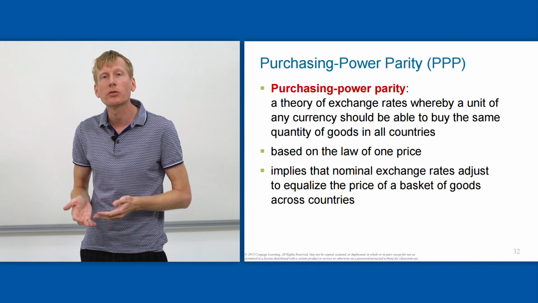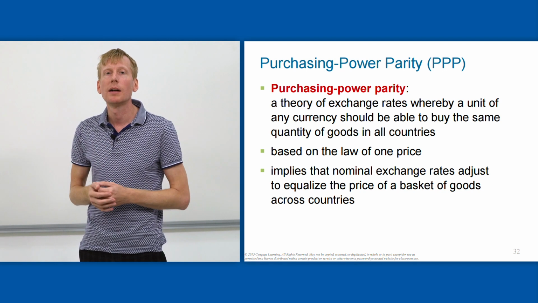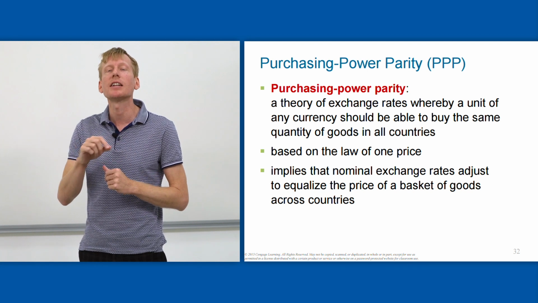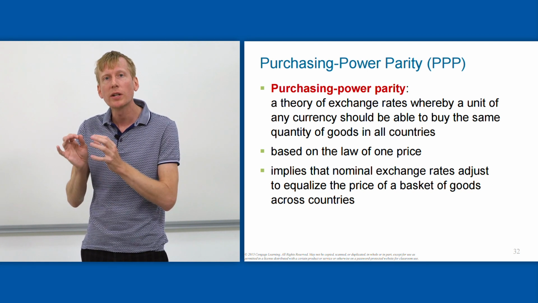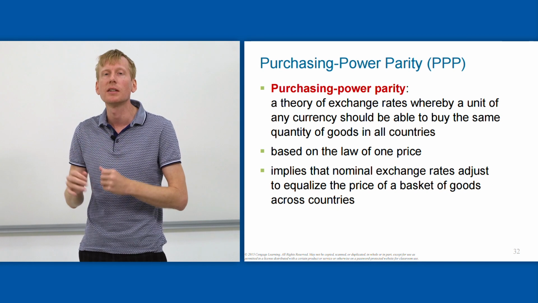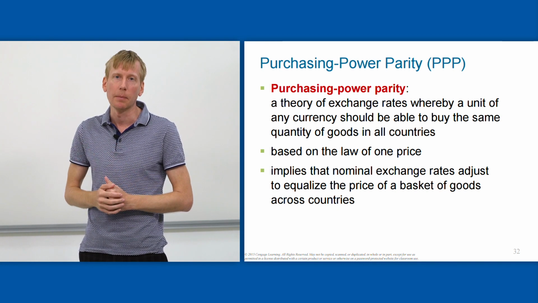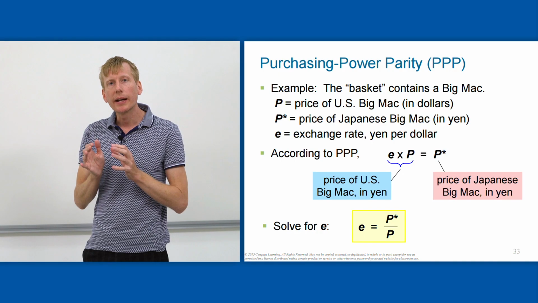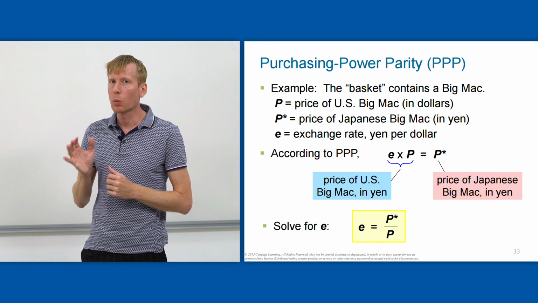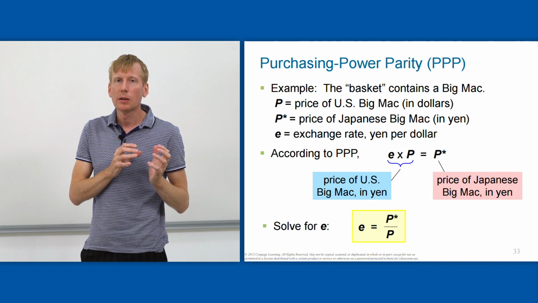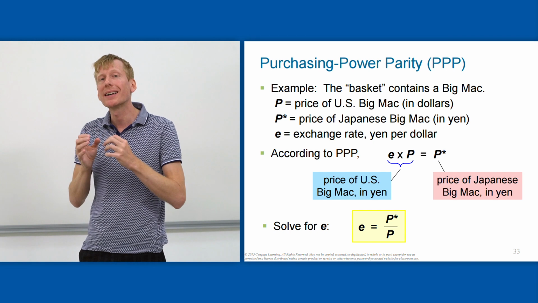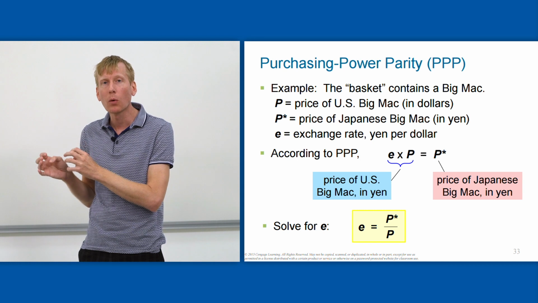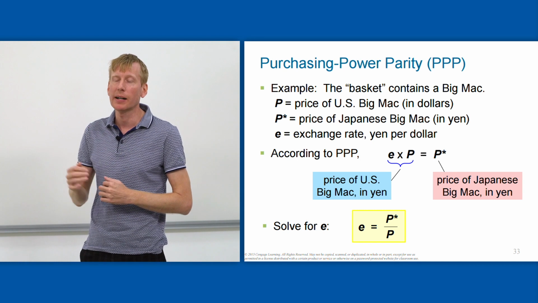The nominal exchange rate should adjust over time so that the value of a currency, the amount of stuff a currency can buy, is the same everywhere in the world. Because the real price or relative price of all of those goods in different countries would be the same. Now, in our Big Mac example, we said that the real exchange rate was not 1. So $1 would be able to buy more in the United States than it could buy in Japan. Or 1 yen could buy more in the United States than it could buy in Japan.